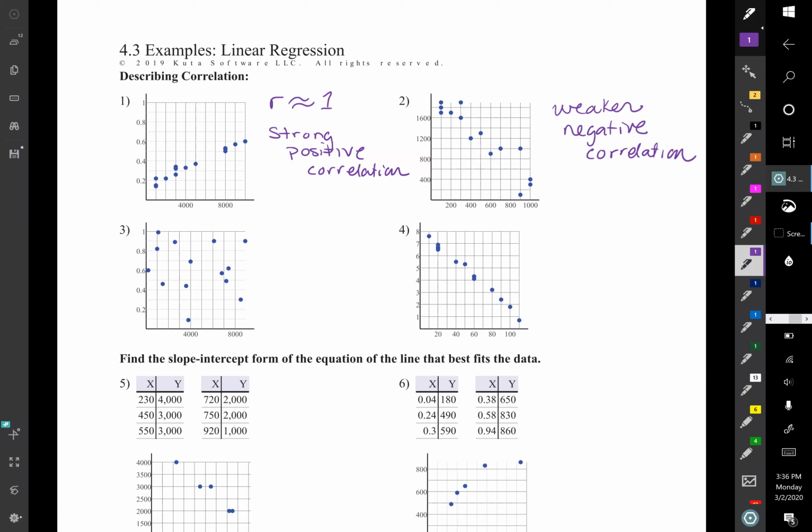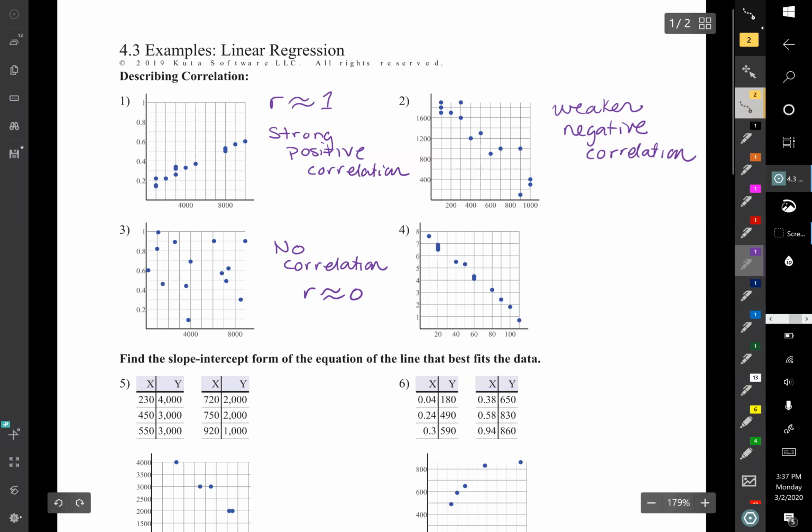Now number 3 looks like it's just all over the graph. If I put a ruler there and dropped it, it could go that way, it could go that way. There's really no rhyme or reason. So we're going to say for that one that there's no correlation. And R would be probably pretty close to 0. There would be nothing significant.